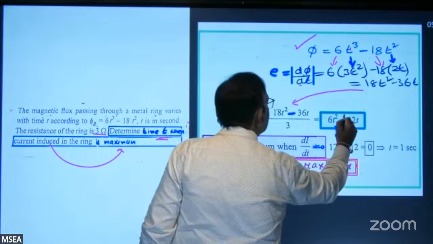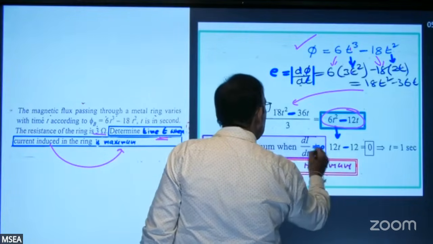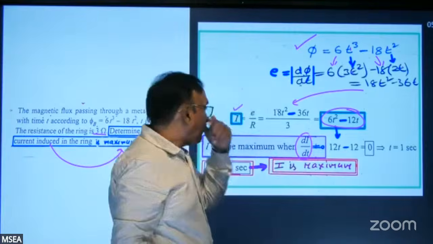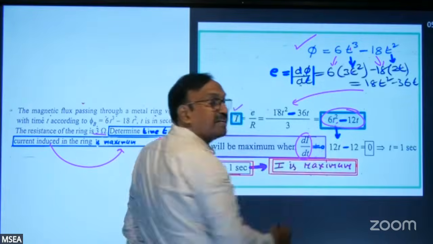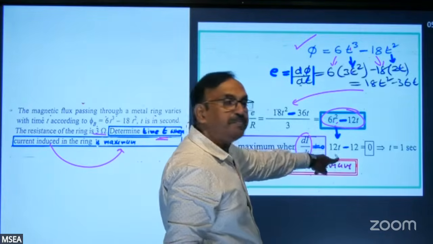So you have to do differentiation for the second time. Current is given as 6t square minus 12t. Now we want to know di by dt. What is di by dt? You have to differentiate it. 6 into differentiation of t square is 2t. So that's why 12t.